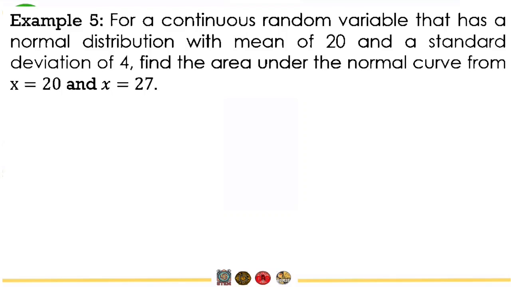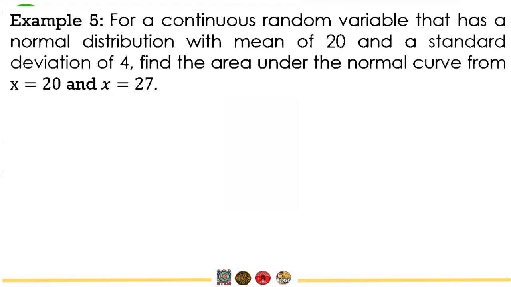So the purpose of the z-score, aside from giving you how many standard deviations a data point is away from the mean of the distribution, is that the z-score will give you the area under the normal curve. So if you're asked to find the area under the normal curve from two x values, you will get the z-value of each x value. Okay, so let's start with 20. What is the z-value of 20?